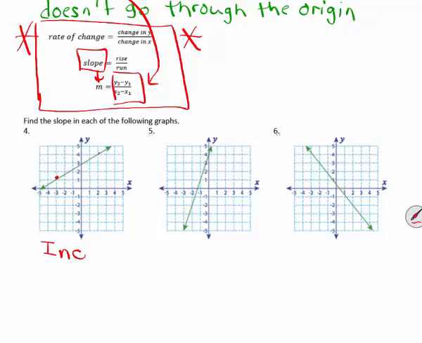So I'm going to count. So I'm going to go up 1, 2, 3. And then I'm going to go over 1, 2, 3, 4, 5.